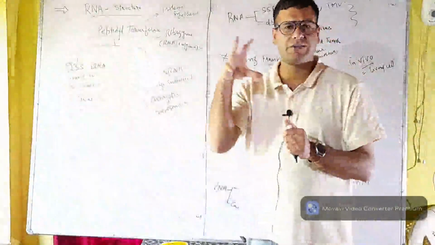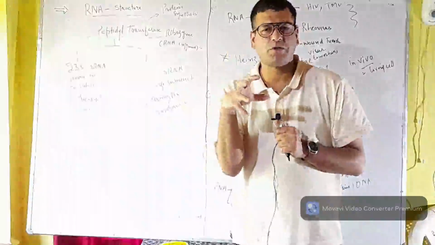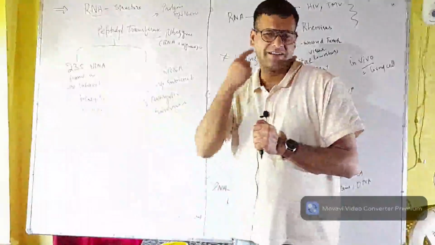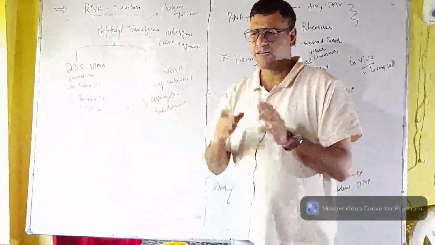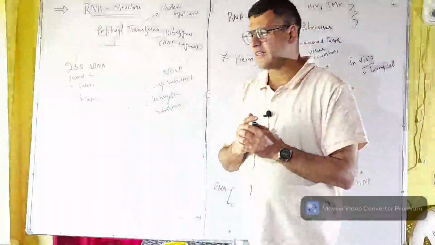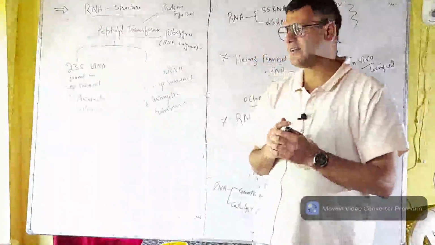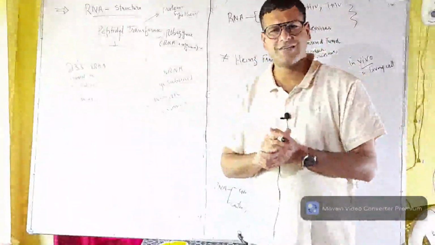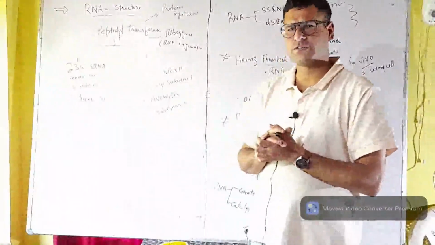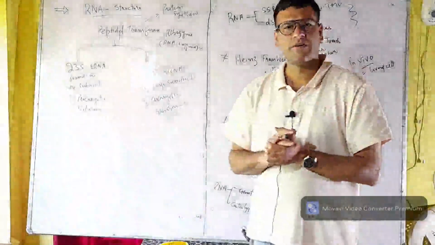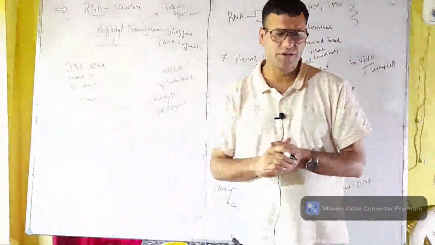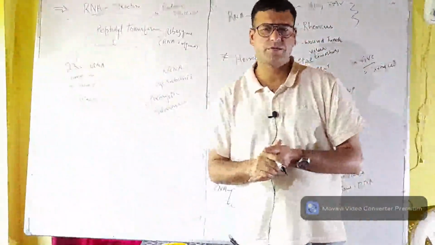So these two properties, the ability to store genetic information and the enzymatic, catalytic properties, lead us to say that it is RNA which first originated on the surface of the earth. So we have discussed RNA structure, types, and the RNA world hypothesis. Thank you.